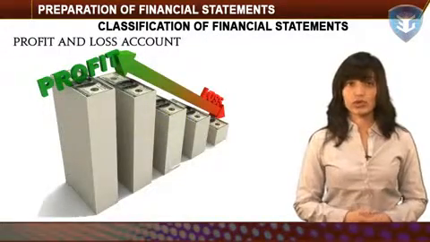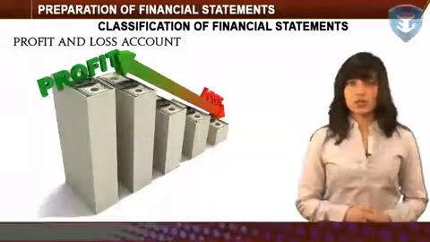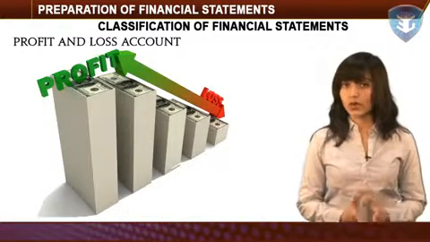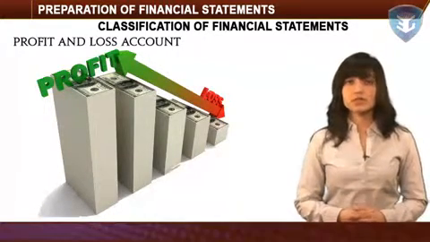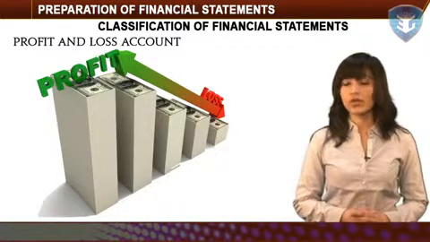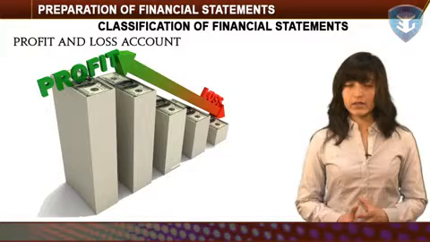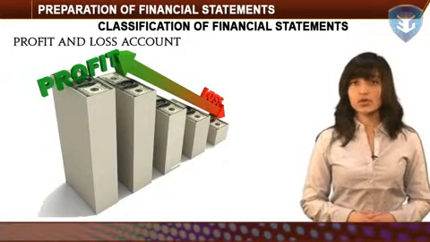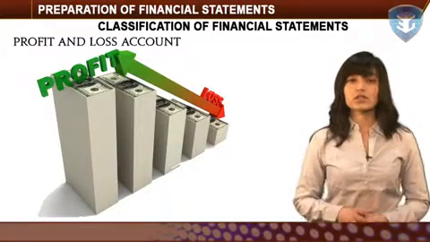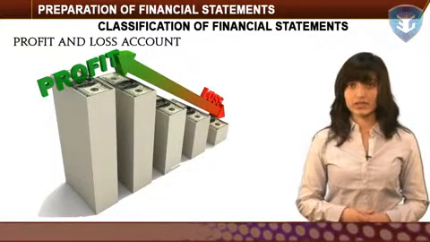Profit and loss account. The profit and loss account is prepared to ascertain the net profit earned or the net loss suffered by the business over an accounting period, depicting the financial performance of the organization. In this account, all indirect revenue expenses are shown on the debit side, whereas all the indirect revenue incomes are shown on the credit side.